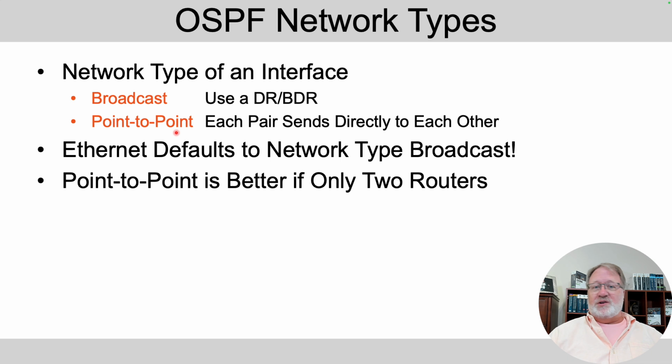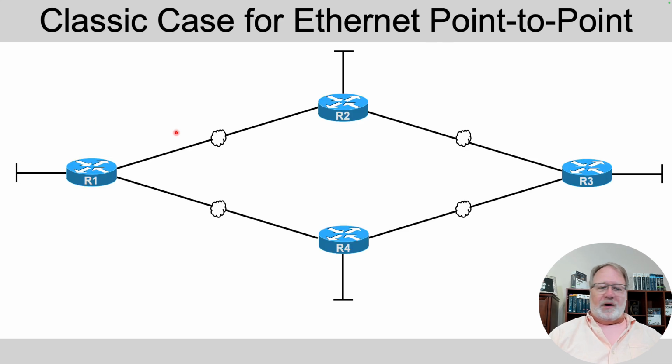So when might that be the case? Well, here's a classic case. If you've got an Ethernet WAN link and you know there are only 2 routers on that Ethernet WAN link, the default would be to use broadcast type and a DR. That's less efficient. Change it to use point-to-point.